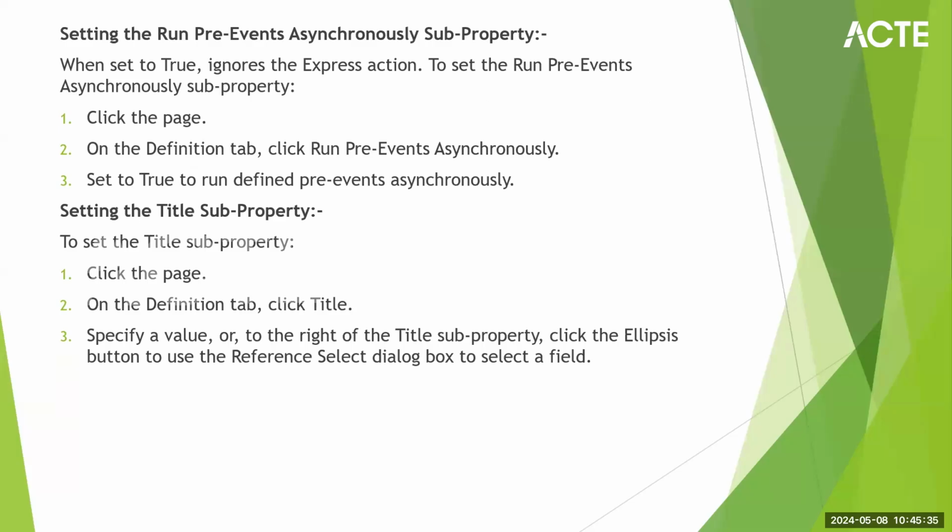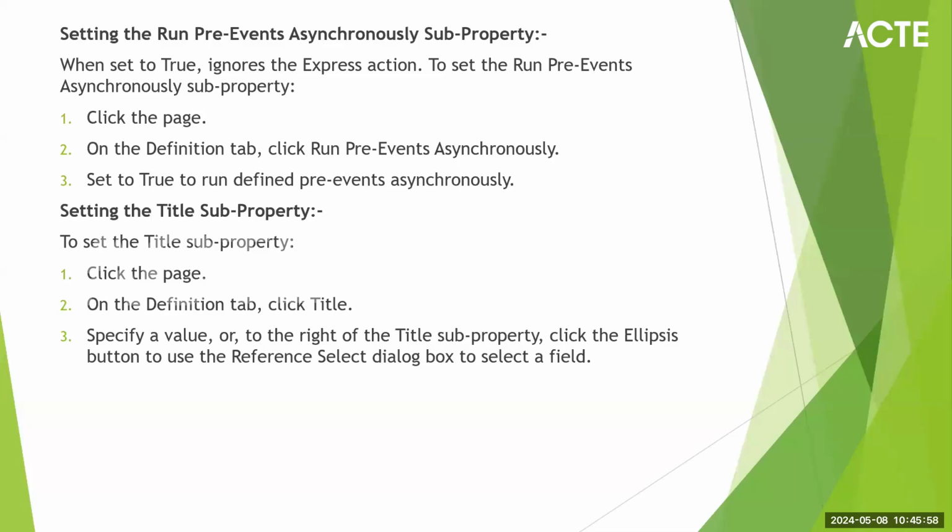Setting the run pre-event asynchronously sub-property. When set to true, it ignores the express action to set the run pre-event asynchronously sub-property. Click on the page on the definition tab. Click run pre-event asynchronously. Set to true to run pre-event asynchronously. If you set it to false, it will not run.